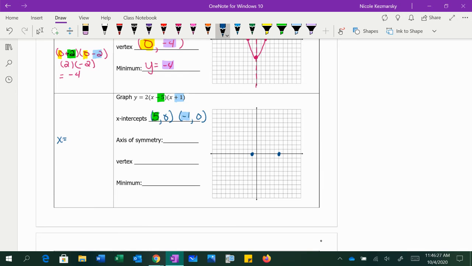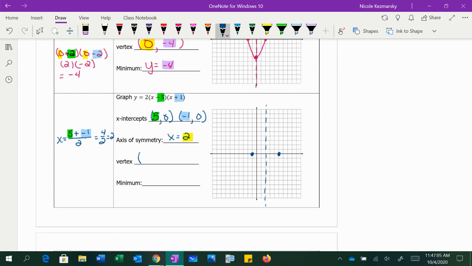So I'm going to take my green value and my blue value and divide them by 2. So I'll highlight those. That's green and that's blue. And I'm always going to divide by 2 because I have 2 points. So that's going to give me 4 over 2, which is 2. So my axis of symmetry is x equals 2. We were using yellow for that. And I'm going to draw a dashed line right down x equals 2.